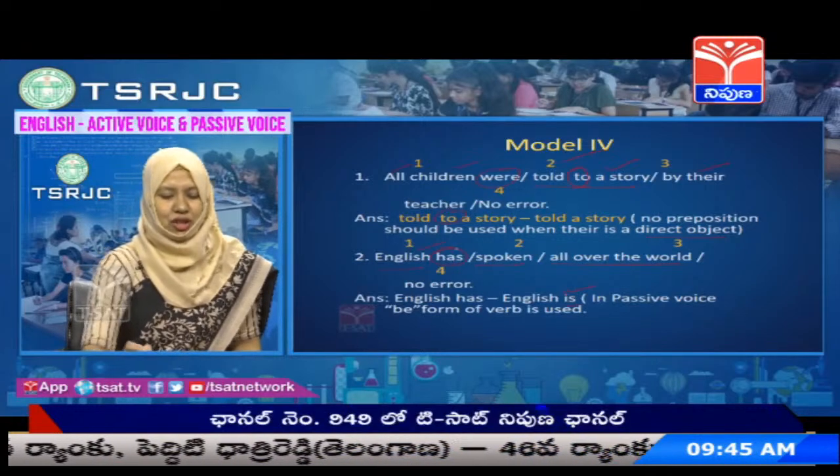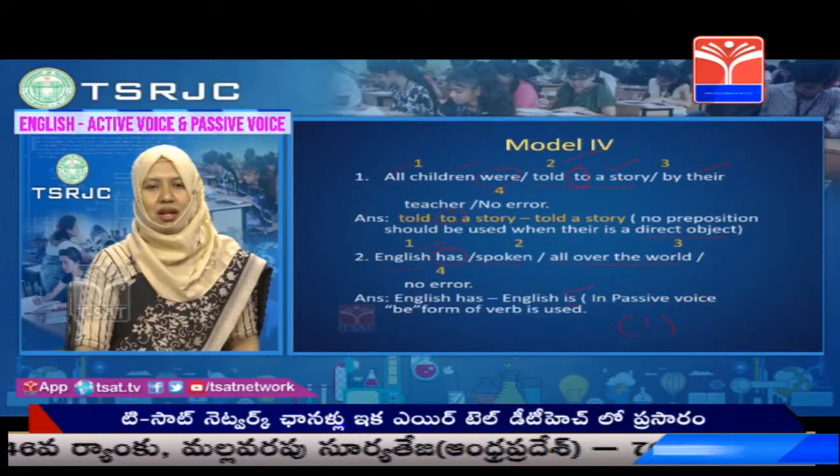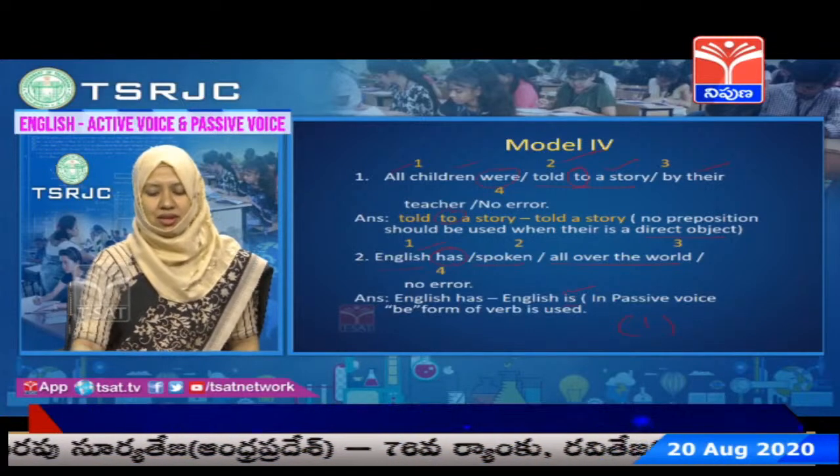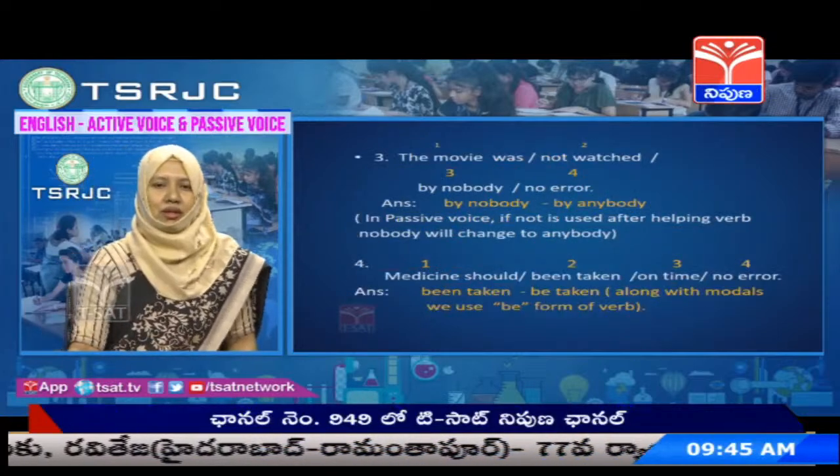Here has is mentioned, has is wrong. So option 1 is the correct answer. There is a mistake in option 1. Let us look at the third one.